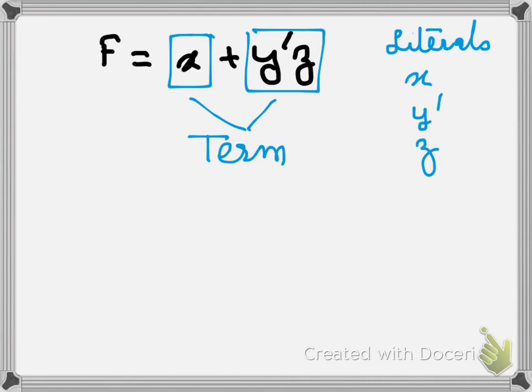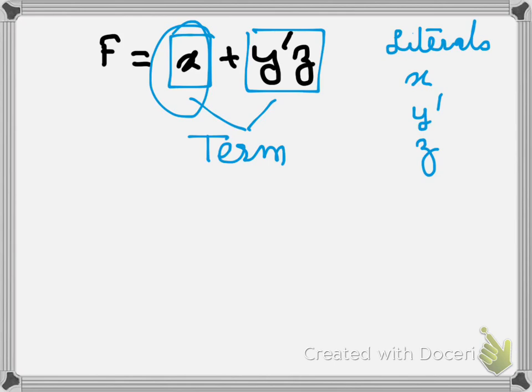Now in our first term, x, it consists of a single literal. There is no other operator with it, no AND or OR. So it is a single literal term. Whereas the second term, as you can see, y dash z, has 2 literals, and in this term there is an AND operator and also a NOT operator. Each term can be implemented with the help of a gate. So for each term we have a gate. Each literal will be input to some gates. So let us see how this can be implemented.